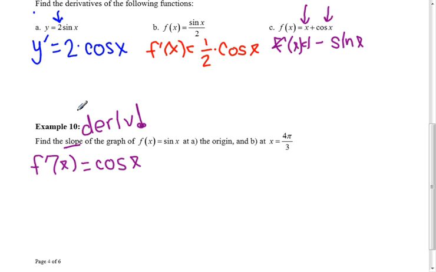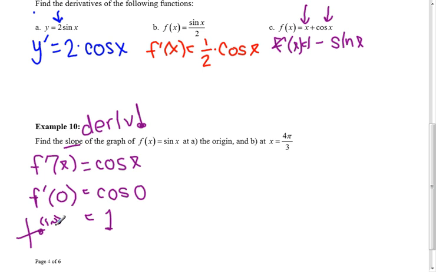Okay, so if we want to find the slope of the graph, we now just need to plug in the points that we want. The slope of the graph at 0 is simply going to be cosine of 0. Cosine of 0, if you want a quick little drawing, cosine is our x value. That point is (1, 0). Cosine of 0 is 1. So the slope of our graph at 0 is 1.